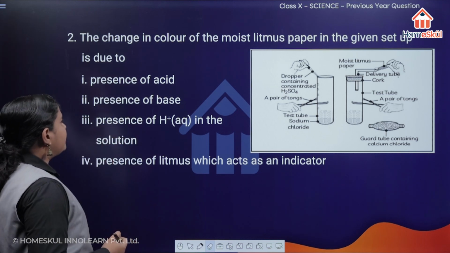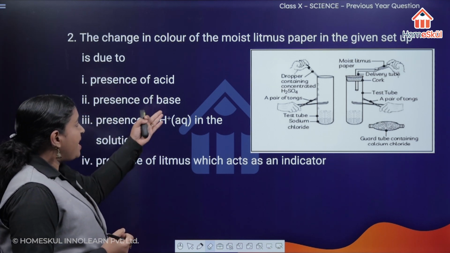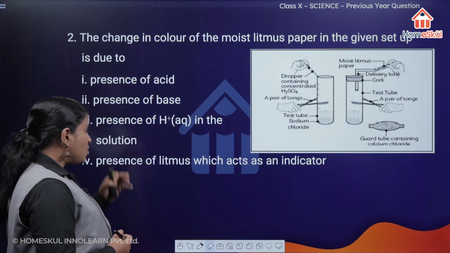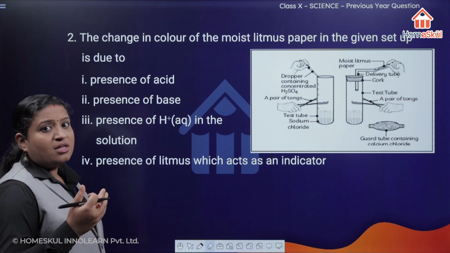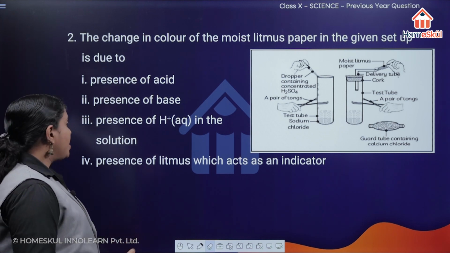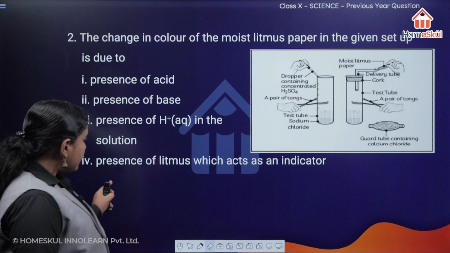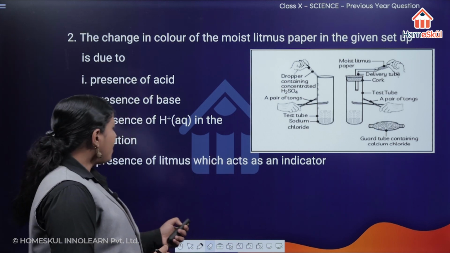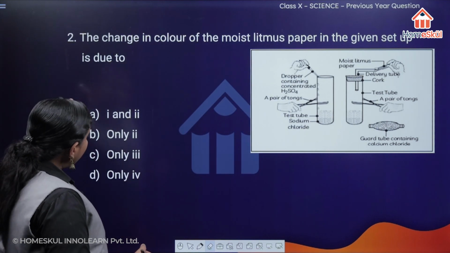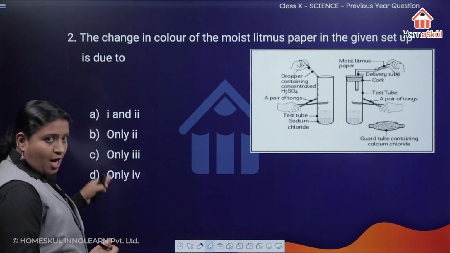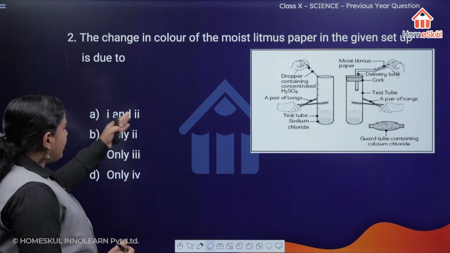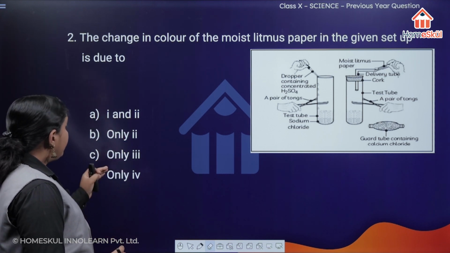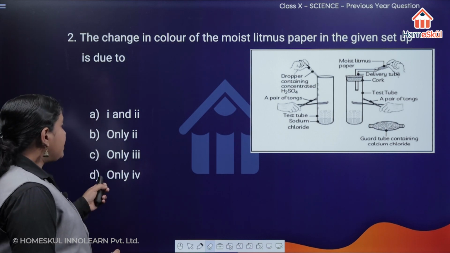Yes. So, let's see the options. First one, presence of acid. Second, presence of base. Third, presence of H plus aqueous in the solution. That means the presence of H plus ions in the aqueous solution. And the fourth one, presence of litmus which acts as an indicator. Okay, so here we have again 4 options. A, 1 and 2. B, only 2. C, only 3. D, only 4. Which is the answer?